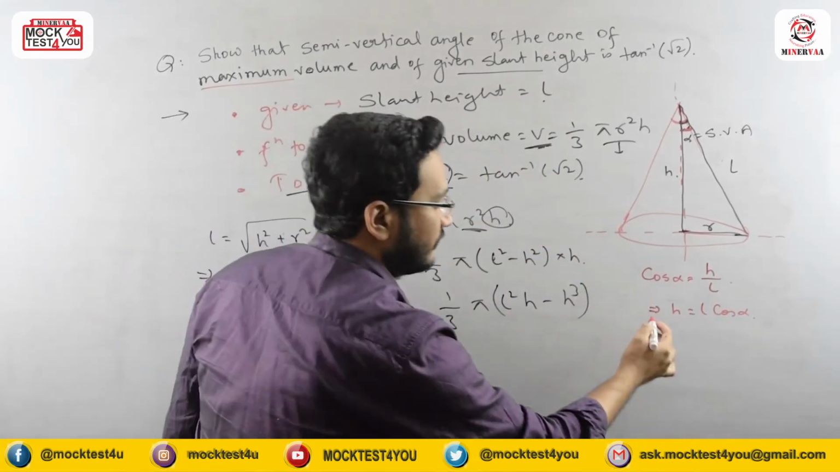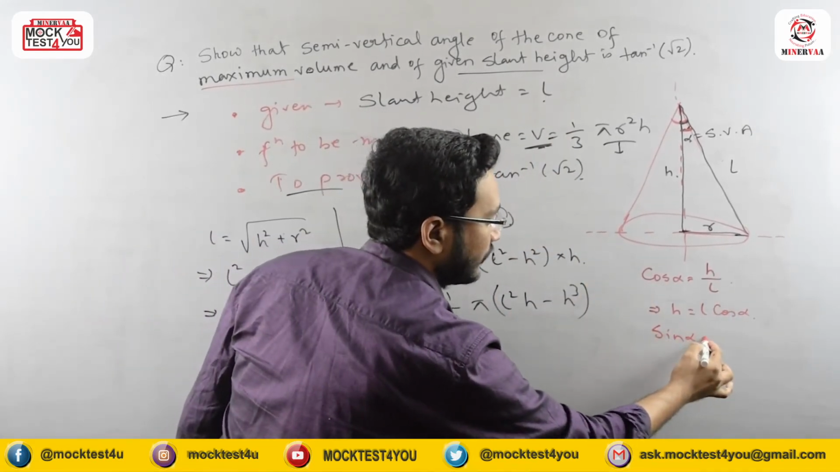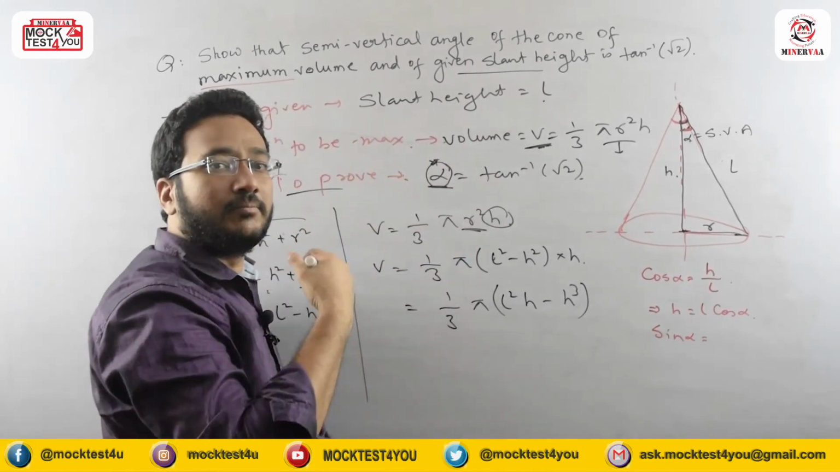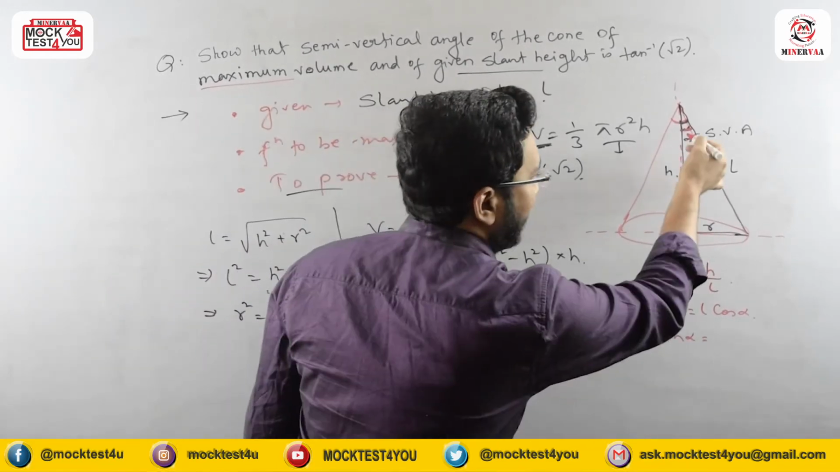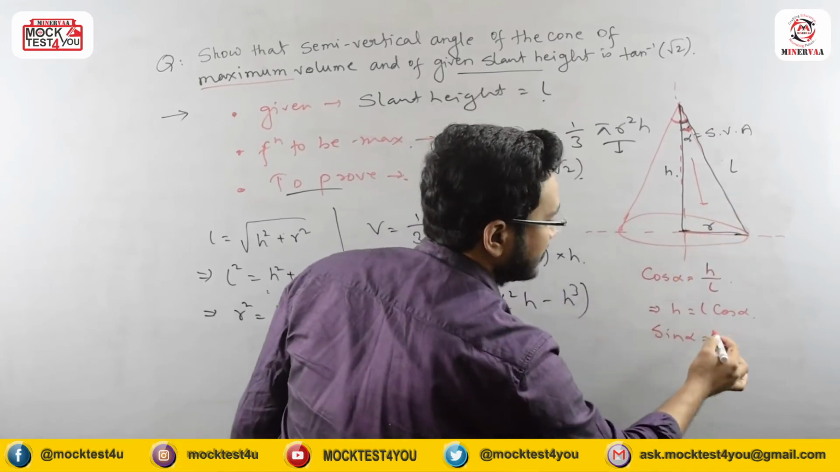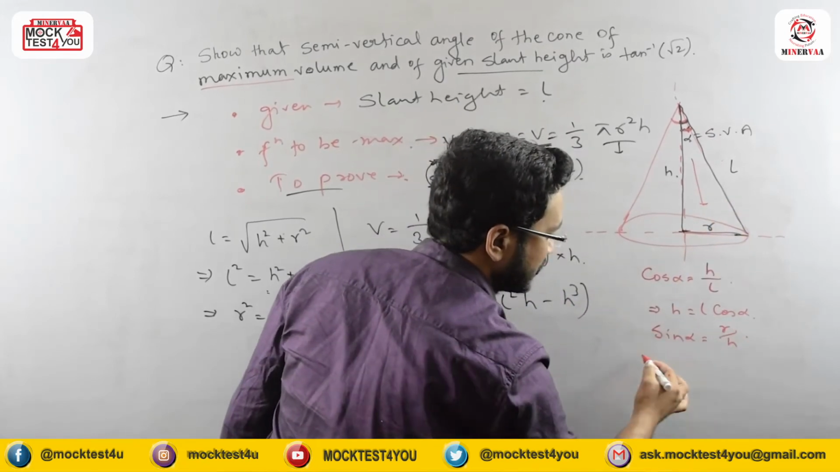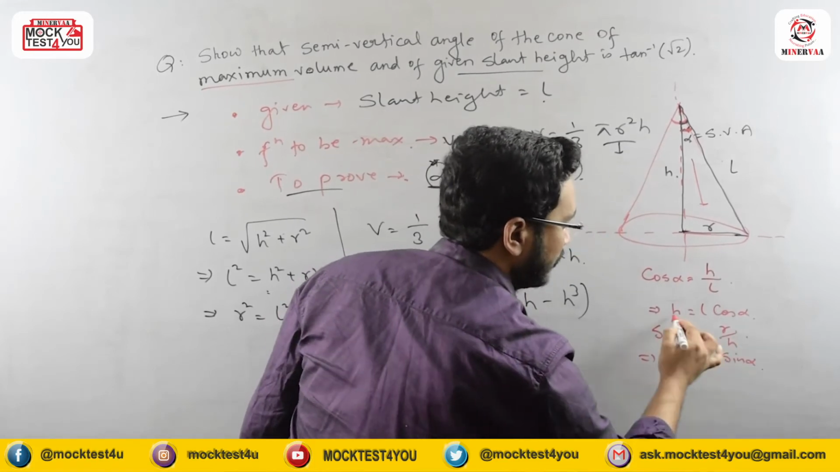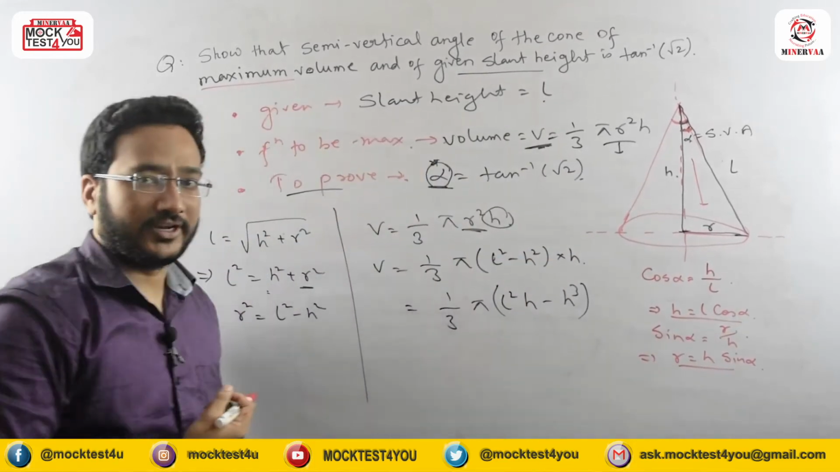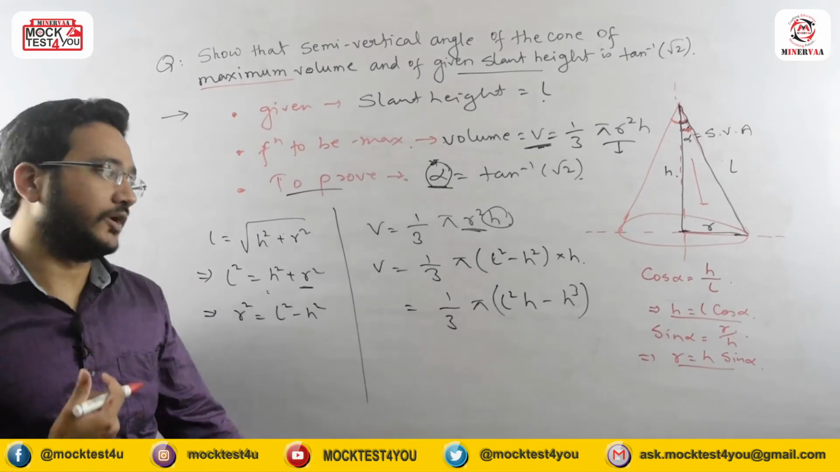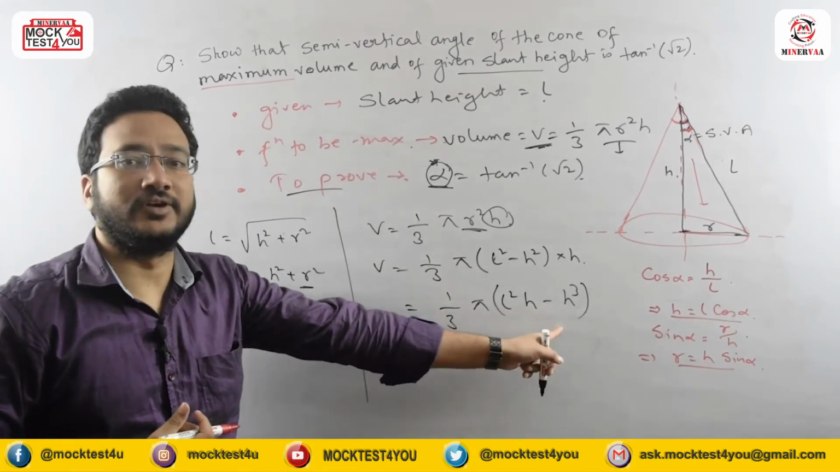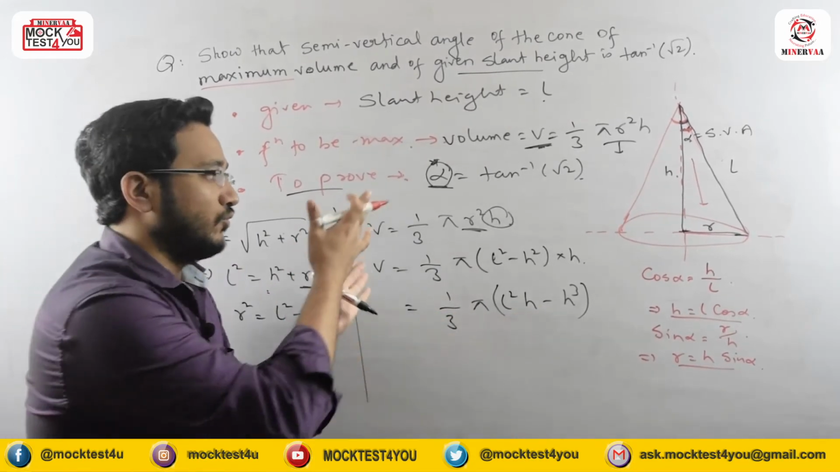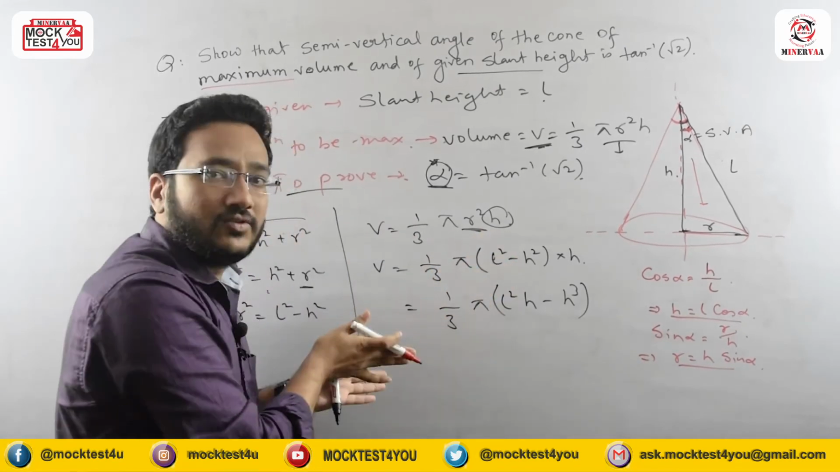Okay. Now if you are finding the value of sin alpha from here, sin alpha is what? Perpendicular by hypotenuse, and for this angle perpendicular is r divided by h. So r will be h sin alpha. So h and r values we got. But we need only the h value. Now what we did, we have converted into a single variable function.